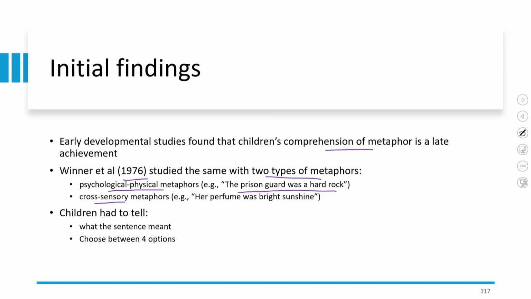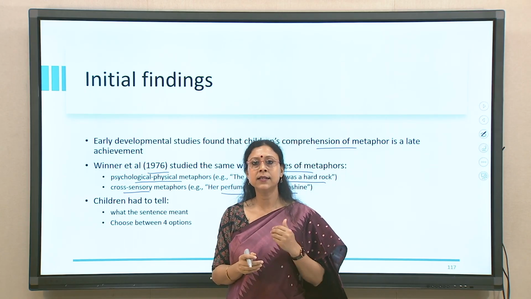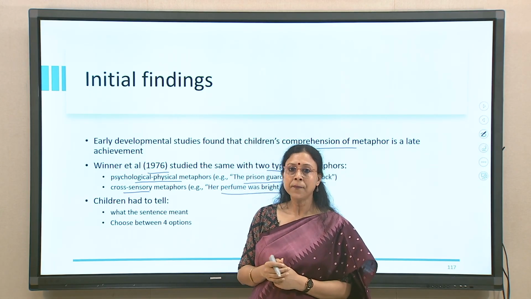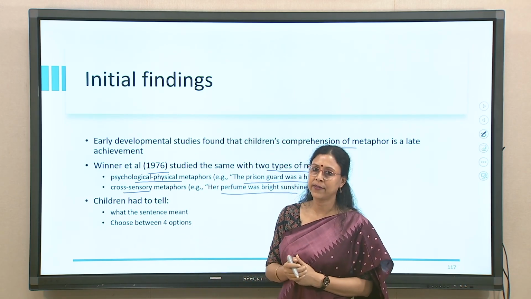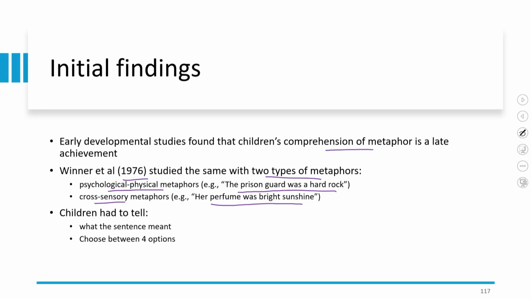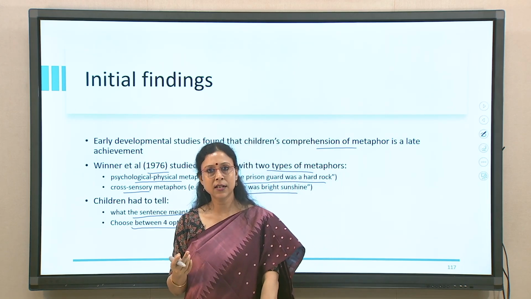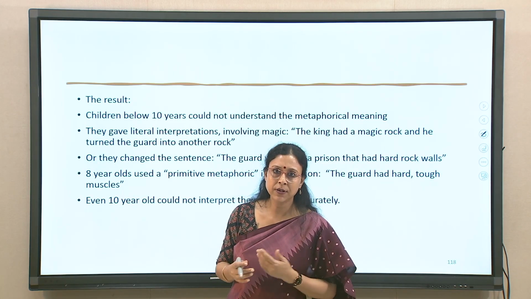The cross sensory metaphor, for example, they used sentences like, her perfume was bright sunshine. Here you have two different sensory domains that are mapped onto one another. Perfume has to do with the sense of smell, but they are using bright sunshine, which is a visual term. So, there is this cross sensory mapping. With these examples, the task was that children had to tell what the sentence meant, and in some cases they had to choose between 4 options.